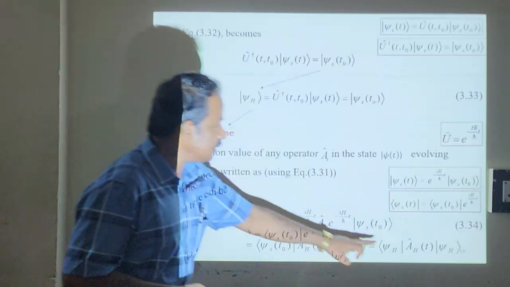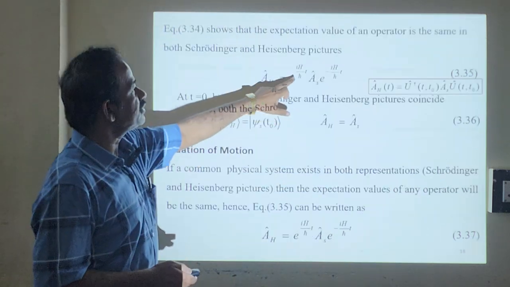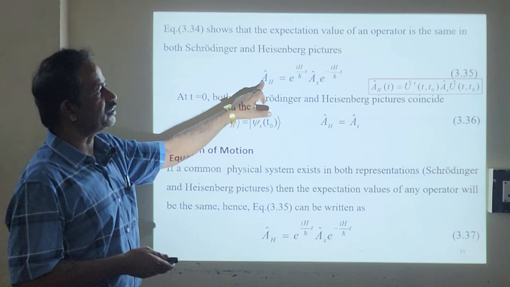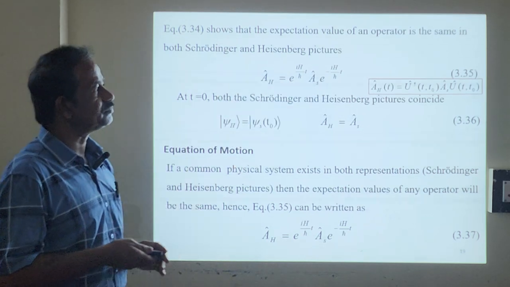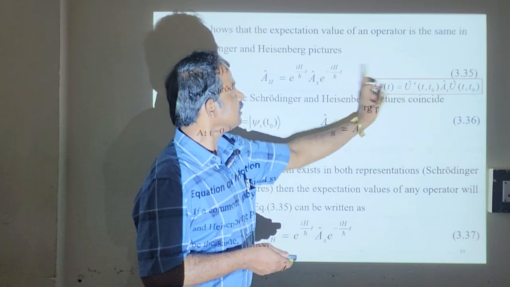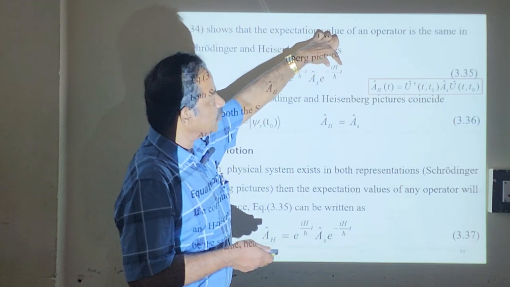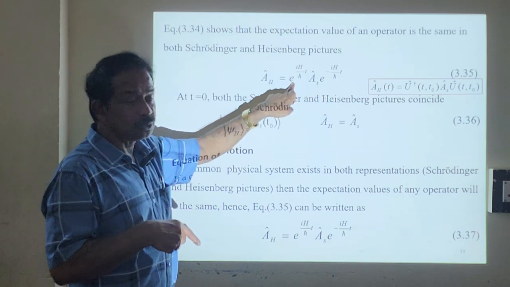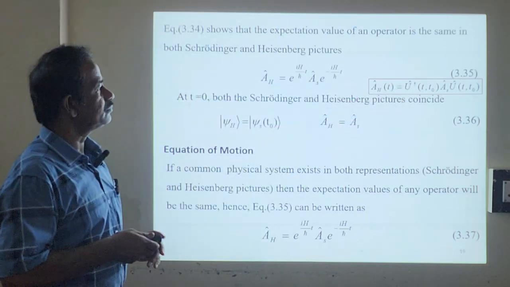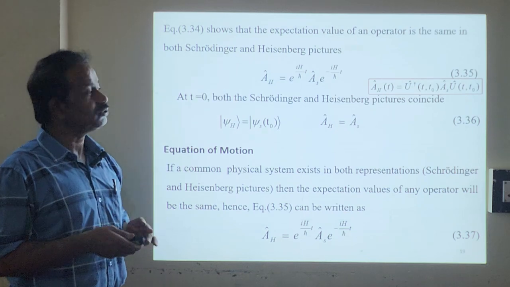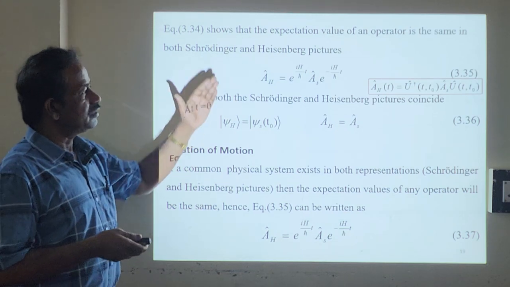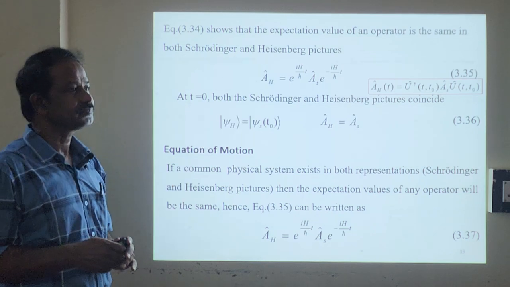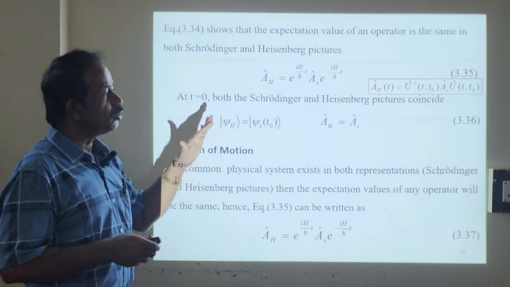Now, just now we said that AH is given by this expression. Okay. Correct. AH is given by this expression. And this is nothing but we can write this exactly like this. This is the unitary operator. This will be your dagger. This is U. This is U dagger. So that's why you write it like this. At t equal to 0, you substitute t equal to 0 here. Both the Heisenberg and Schrödinger pictures will coincide. So, beautiful. Okay. At t equal to 0, both the things will coincide.